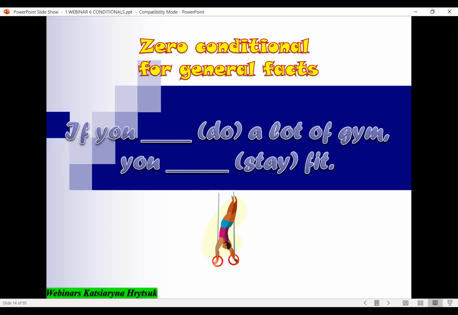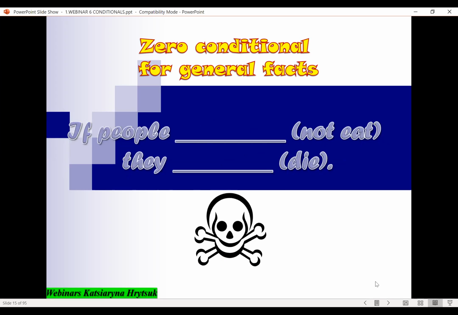If you do a lot of gym, you stay fit. Yes, we were talking about this. So if you do a lot of gym, you stay fit. Absolutely. Zhenya? Next one. Negative. If people don't eat, they die. Absolutely. So negative is don't in present simple, they die.